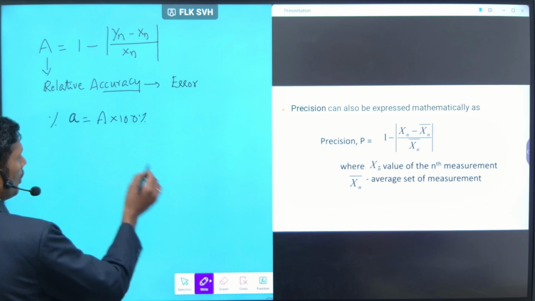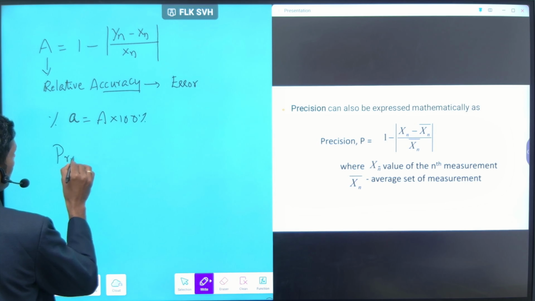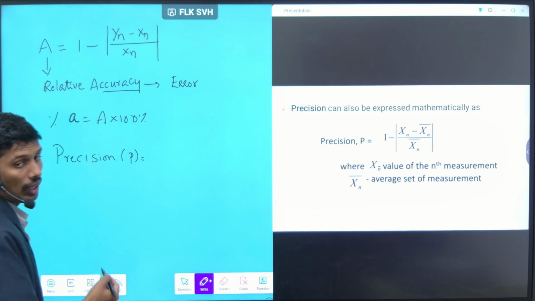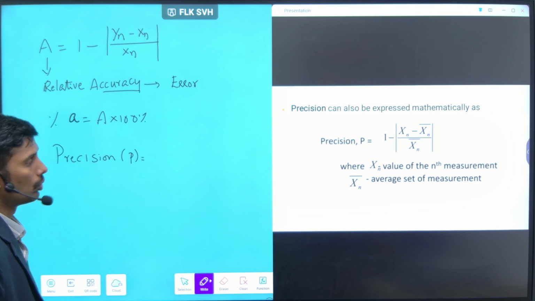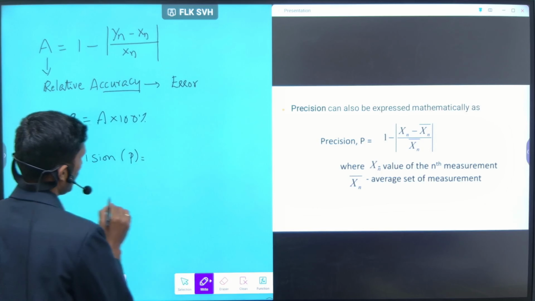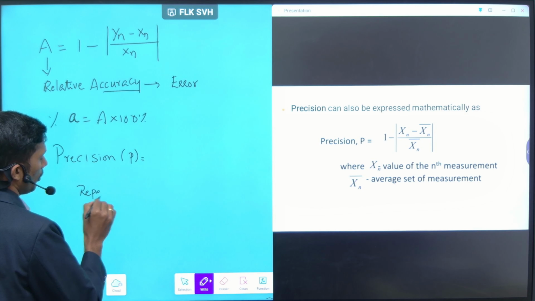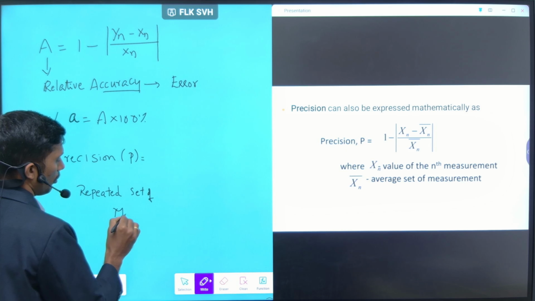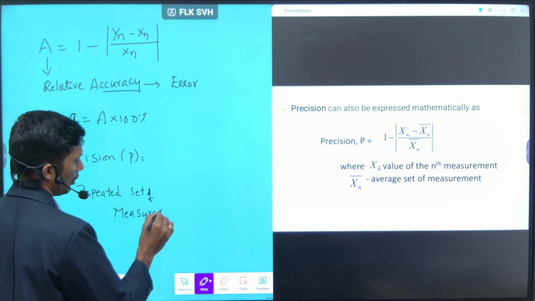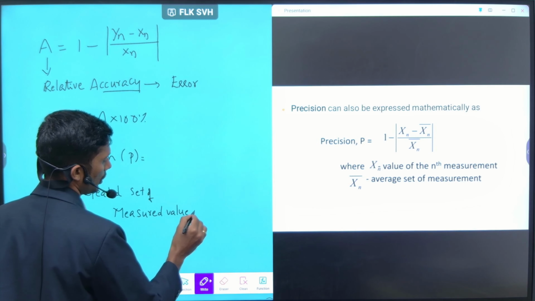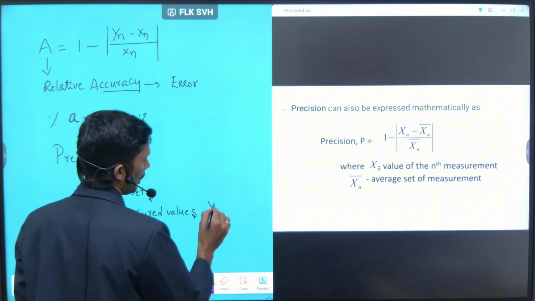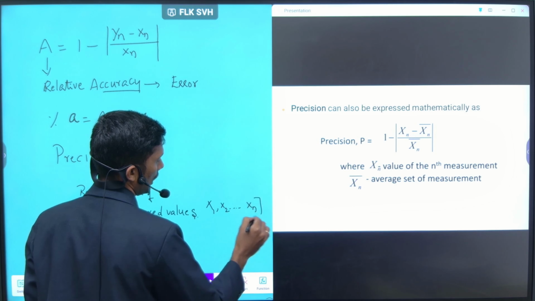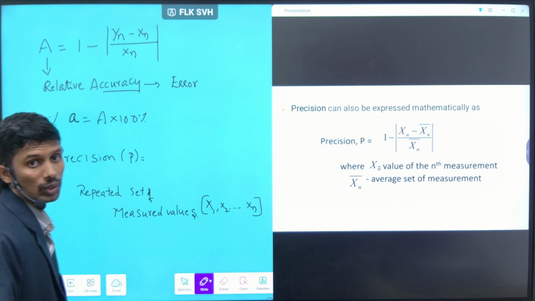Next, you can calculate the precision also. Precision P equals, as we already discussed, the precision value. What is meant by precision? A repeated set of measured values. That means we can measure x1, x2, x3 and so on, up to xn values. N number of measurements we can measure.